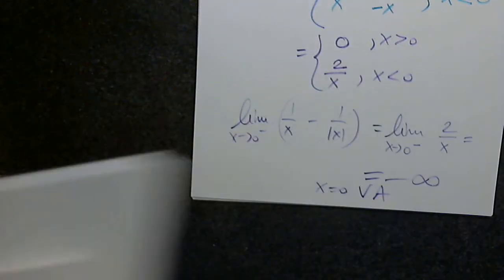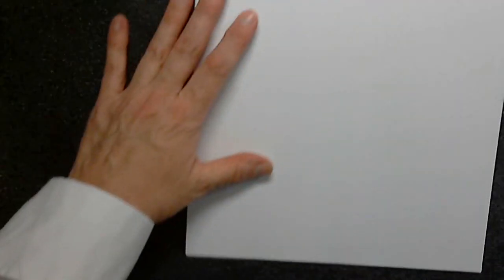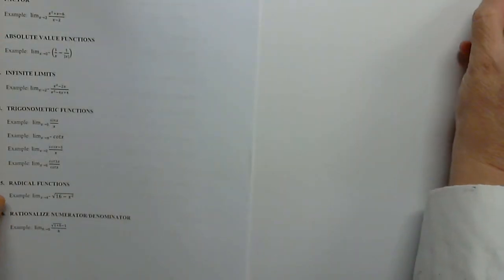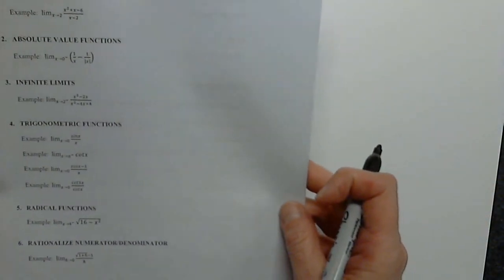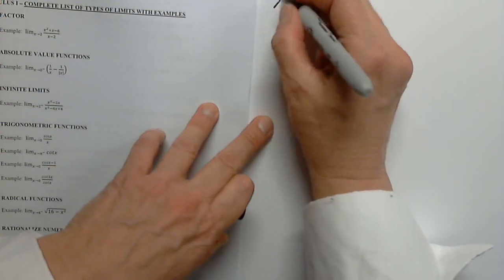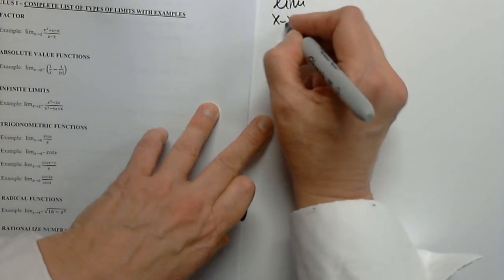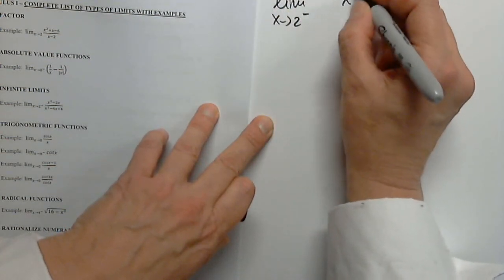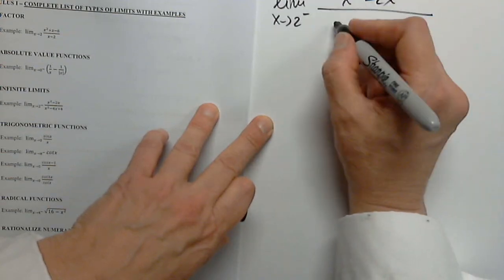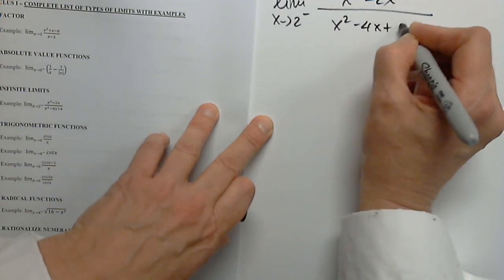Say it again. Number 3 on the handout. Number 3 from the handout. Let's take a look. Sean, I'm sorry. I have it, but I don't want to waste your time and make you wait, so that's why. Number 3. Very good. Limit as x approaches 2 from the left, x squared minus 2x over x squared minus 4x plus 4.